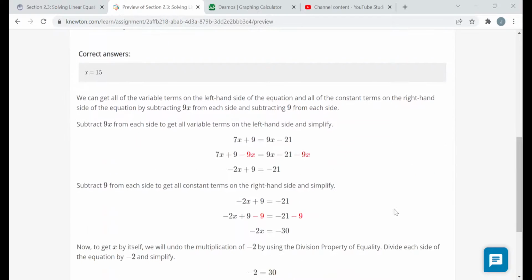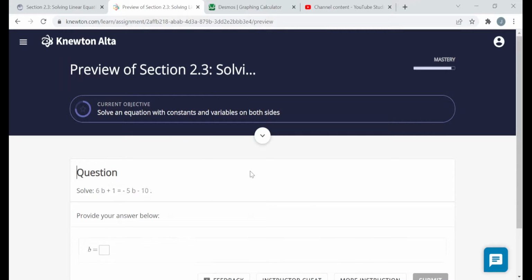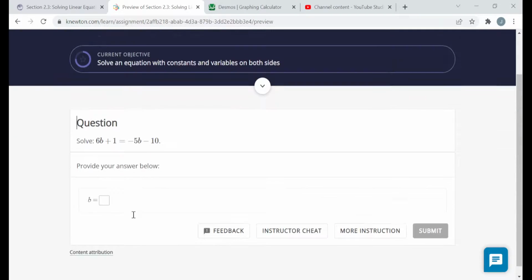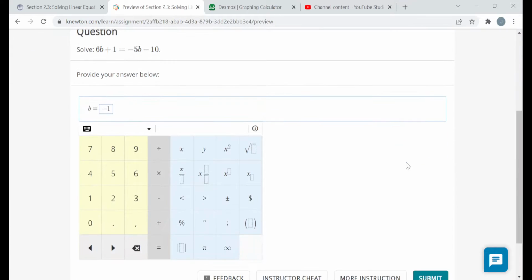Cool, and there should just be one more of these. All right, b equals negative 1. You would add 5b, get 11b over here, subtract 1, get negative 11 over here. You have 11b equals negative 11, divide by 11. Negative 11 divided by 11 would be negative 1. I'm not going to write that one out, though. These aren't that bad.